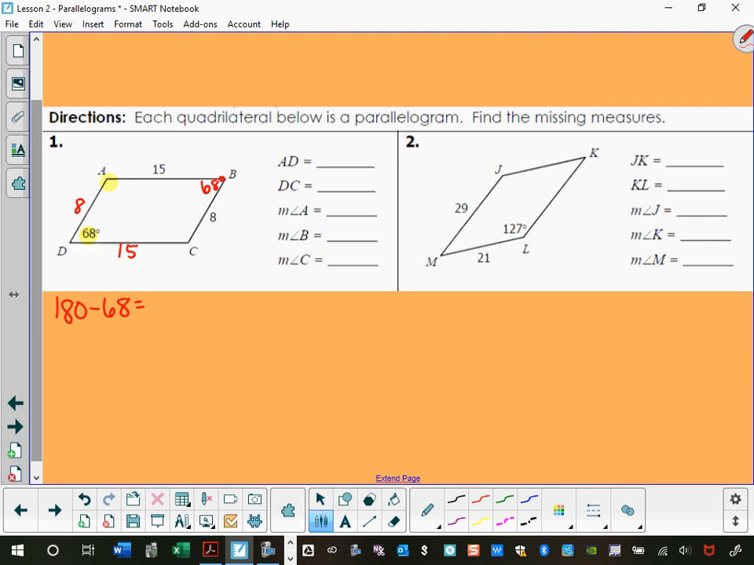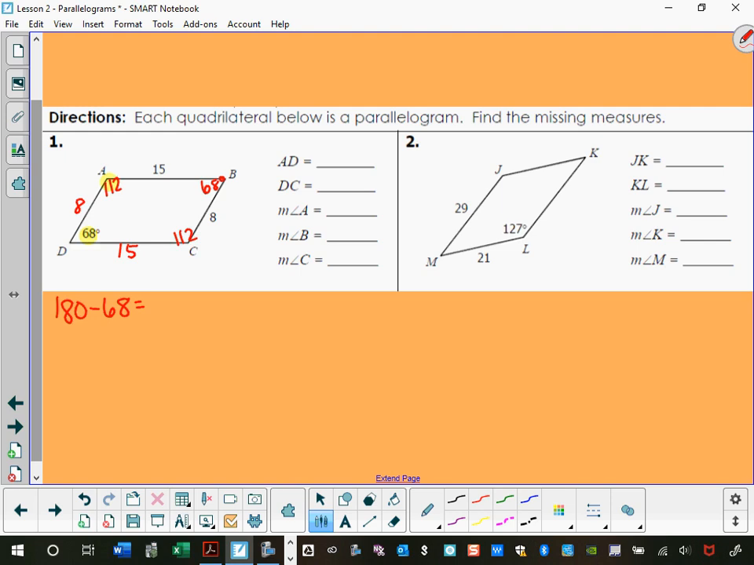Come on, type this in. You good? 112? Yeah, you're right. So if angle A is 112, now I can fill out angle C. What is that going to be? 112, because opposite angles are congruent. So now I can fill out whatever they ask me for.